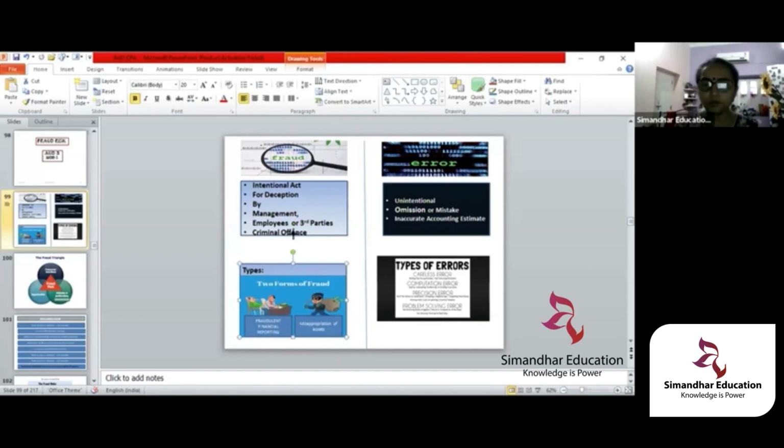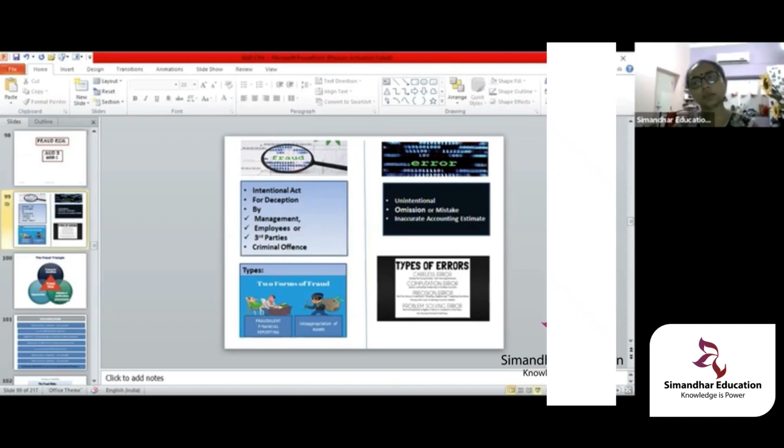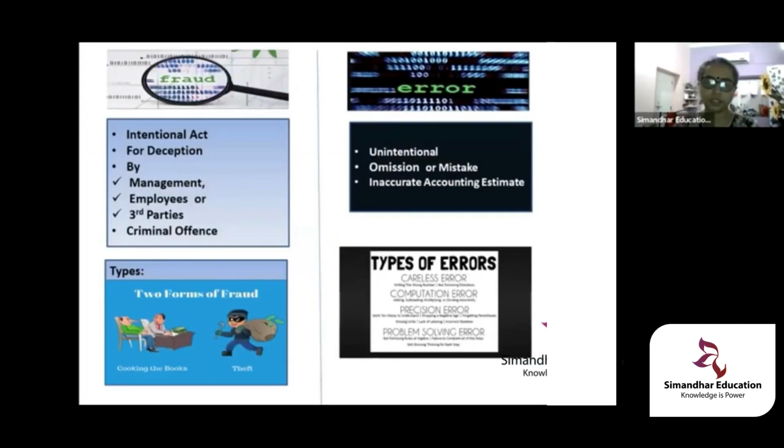And those frauds which are going to affect the financial statements are of two types. Well, how do you say relevant? It is relevant because it is affecting the financial statement. It is leading to misstatement in the financial statement. Two types. What are the two types? One is cooking the books. Cooking the books is also called fraudulent financial reporting. Means what? Something is wrongly stated in the financial statements. So that is fraudulent financial reporting. That is called cooking the books.